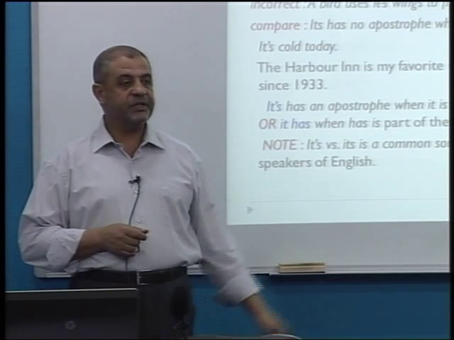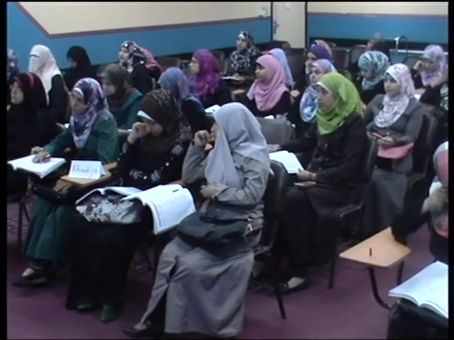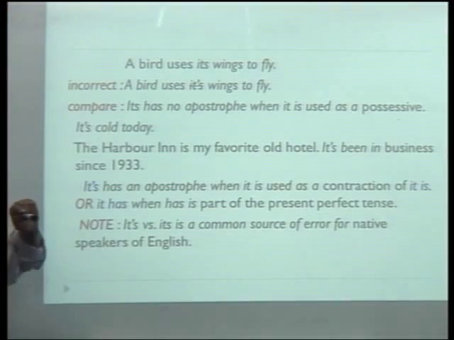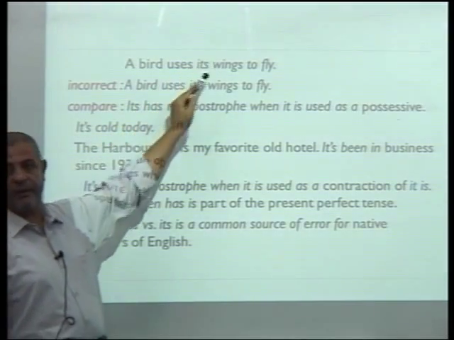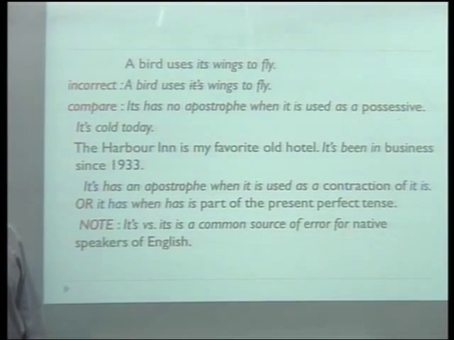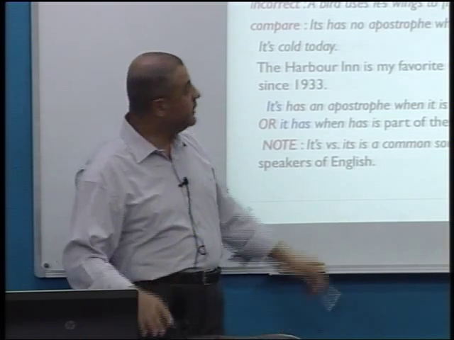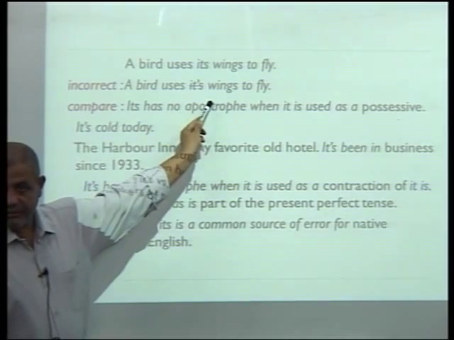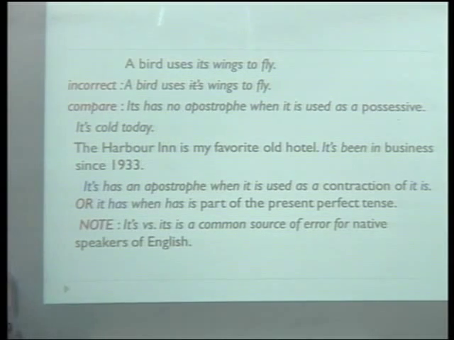Now, read the sentence, please. A bird uses its wings to fly. Yeah, a bird uses its wings to fly. Its wings. What type of pronoun is its? Okay. Now, shall we use an apostrophe here? No. It is not accepted to write it with apostrophe. This is incorrect, okay? With apostrophe, it is not accepted.